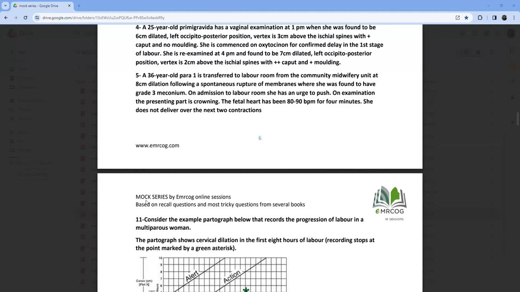Let's see. A 36-year-old para one transferred to the labor room from the community midwife unit at 8 cm dilatation following spontaneous rupture of membranes, which was found to have grade 3 meconium. On admission in the labor room, she had an urge to push. On examination, the presenting part is crowning. The fetal heart rate has been 80 to 90 for 4 minutes. She does not deliver over the next 2 contractions.